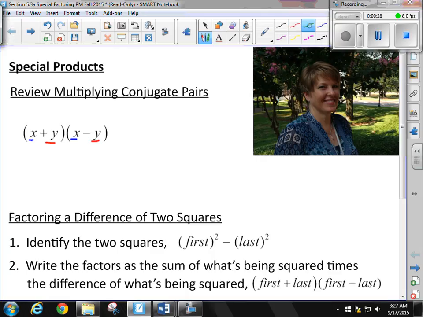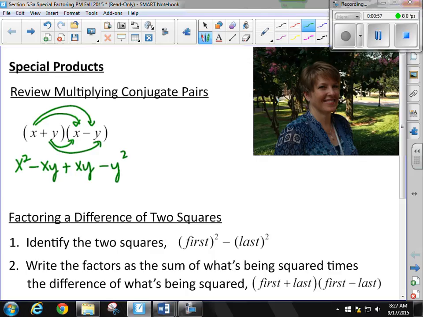And the difference that we have, what makes it a conjugate pair, is that in one parenthesis we have a plus and in the other parenthesis we have a minus. So our signs are different. So let's look at what happens when we do our FOIL here, or multiply out using the distributive property. X times x is x squared. X times minus y is minus xy. Y times x is plus xy. And y times minus y is minus y squared.